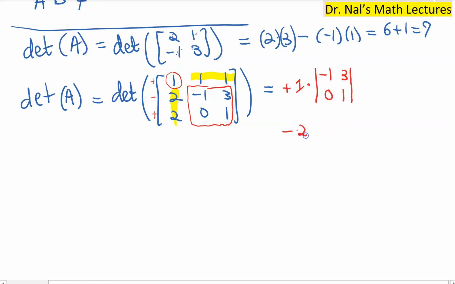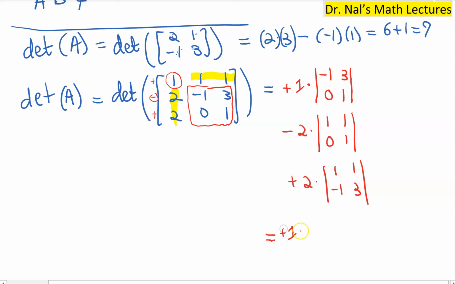Next one will be minus 2 times, because we did an imaginary minus sign, a 2 here. And now I will just remove the first row and the second column from the picture. What will be left will be 1, 1 and 0, 1. Do you guys see that? And finally, the last entry, plus 2, and then the matrix involving that one will be 1, 1, minus 1, 3. That's it. And the good news is we already learned an efficient way to calculate the determinants in the case of 2 by 2. So let's quickly do it.